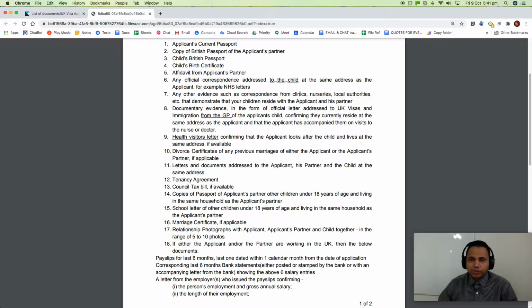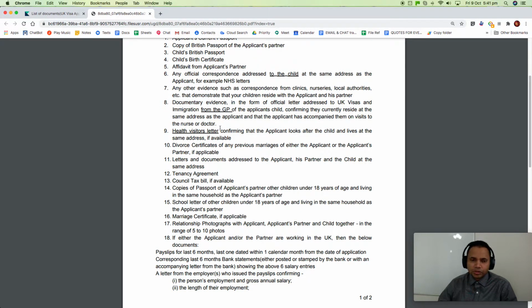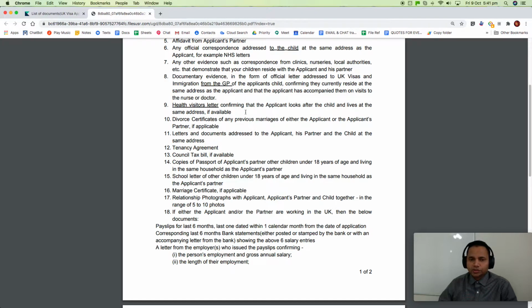Any other evidence such as correspondence from clinics, nurseries, local authorities demonstrate that your children reside with the applicant and his partner. Documentary evidence in the form of an official letter, for example from the GP. This is something that they ask for, but with our representations, we have been able to do it without these also. They specifically ask for the GP confirming they currently reside at the same address, but we have used it from other sources, explained it, and referred to the immigration rules in our legal cover letter, and we have successfully got all the applications. A health visitor's letter confirming, so you can use any of them, either health visitor or any other entity, school, GP, nursery.